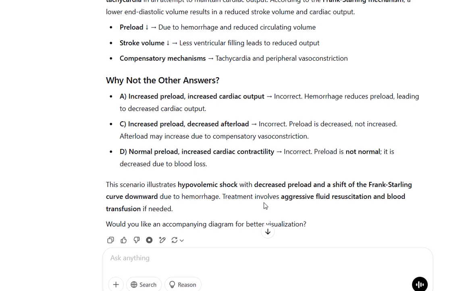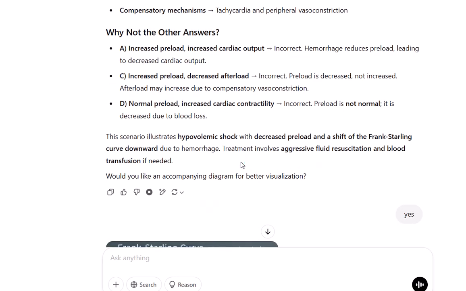D. Normal preload, increased cardiac contractility. Incorrect. Preload is not normal. It is decreased due to blood loss. This scenario illustrates hypovolemic shock with decreased preload and a downward shift of the Frank-Starling curve due to hemorrhage. Treatment involves aggressive fluid resuscitation and blood transfusion if needed.